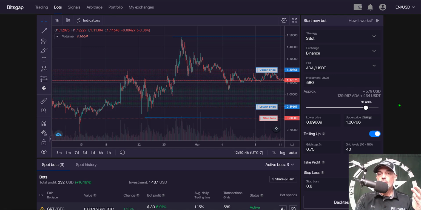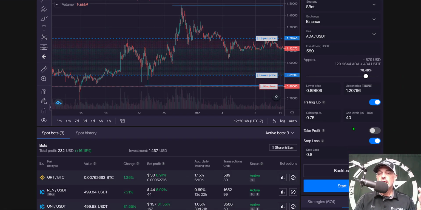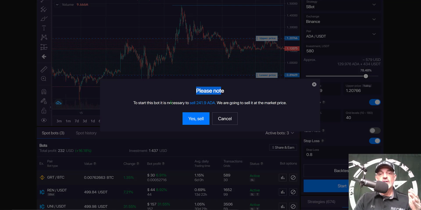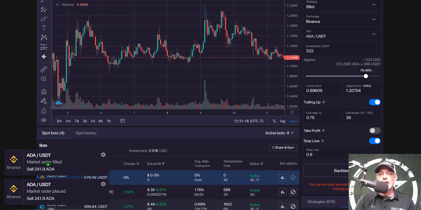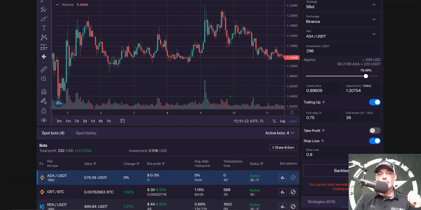So this is a go, and the next thing I need to do is just click start. And I do get the note that it's necessary to sell that ADA, again, as I mentioned, to have enough USDT to deploy the bot. So, yes, sell. And the market order is placed, and it was instantly filled. On Binance, your orders are typically filled instantly. And the grid is starting to fill in. This bot is now started and live. And that pretty much wraps it up.